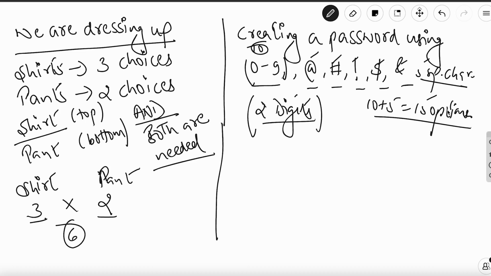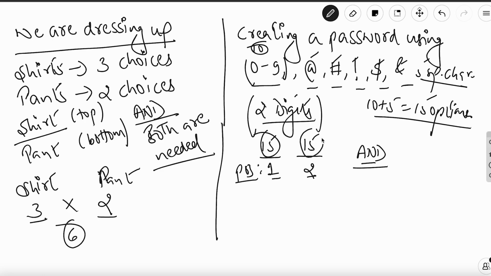A password has two fields. This is field 1, this is field 2. We have 15 options here to choose from. And again, see the term that came up in our discussion: and. Once we select position number 1, we have to select position number 2. How many choices do we have? We have 15 choices for position number 2. So it's basically 15 into 15. The total number of ways in which we can do that is 15 into 15, which is 225.